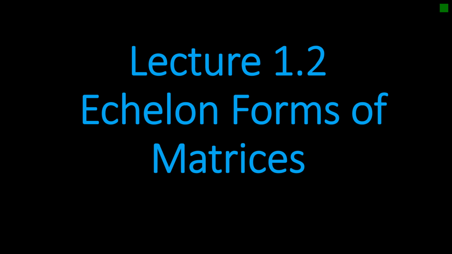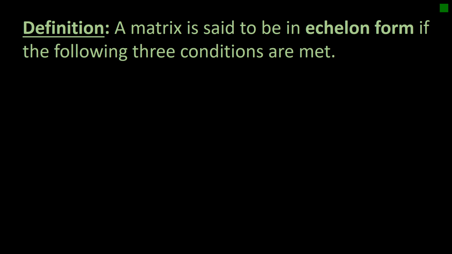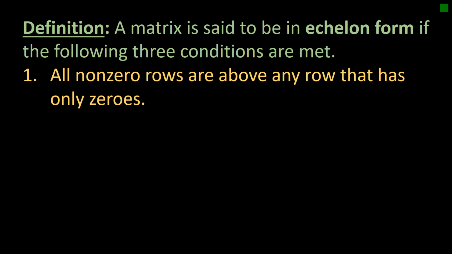Lecture 1.2, Echelon Forms of Matrices. Definition. A matrix is said to be in echelon form if the following three conditions are met.